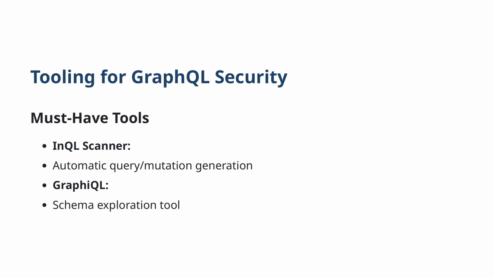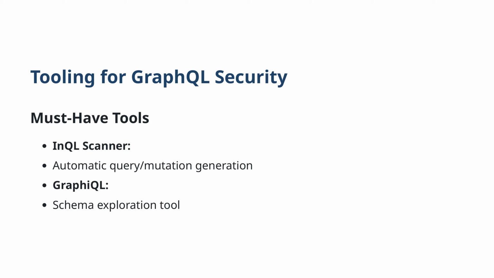When it comes to securing your GraphQL endpoints, using the right tools can make a significant difference. On this slide, we focus on essential tools for GraphQL security. Firstly, let's talk about InQL Scanner. This tool helps in automatically generating queries and mutations. It's extremely useful for testing and verifying the security of your GraphQL API, as it can dynamically create multiple kinds of queries to interact with the schema, helping you identify potential vulnerabilities.